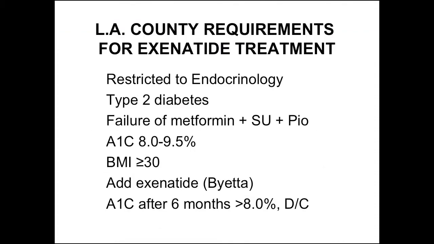Now, the newest drug that has been available is exenatide. At the moment, it's restricted to endocrinology and, of course, type 2 diabetes. You have to fail all 3 of those pills to be eligible to use it. It's got to only be used with an A1C of between 8.0 and 9.5% and a BMI over 30. If after 6 months the A1C is not under 8%, then you cannot keep using it.